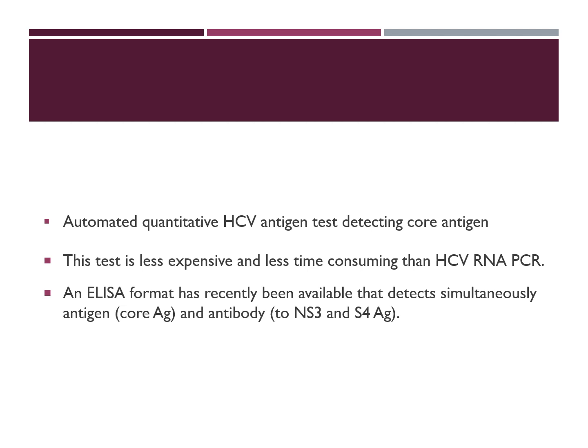Then a newer ELISA format has also come that can simultaneously detect the antigen as well as the antibody. So it detects antigen against the core antigen and antibody to the NS3 and NS4 antigen.